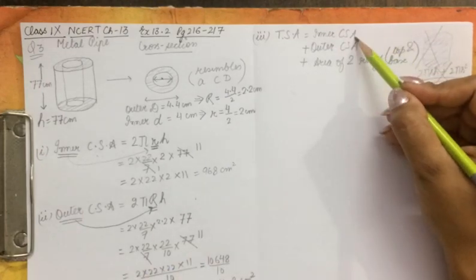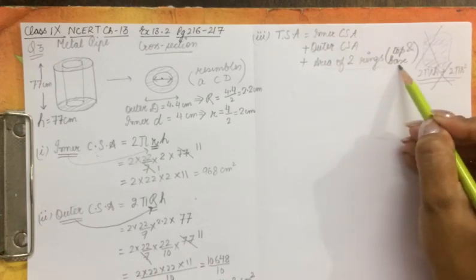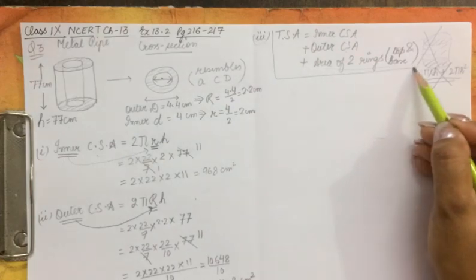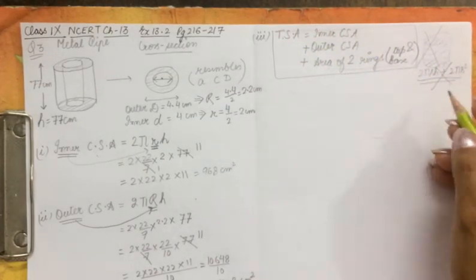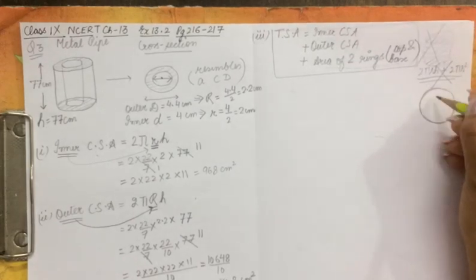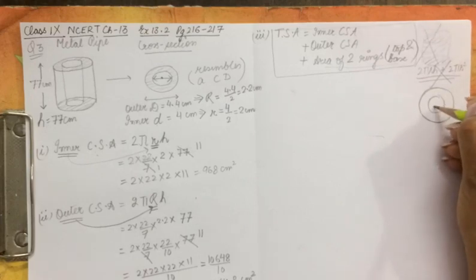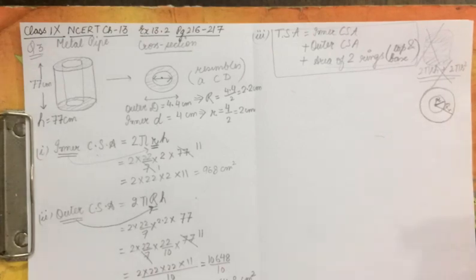We already have calculated inner curved surface area in the first part, outer curved surface area in the second part. We need to first of all find this. So before we come back to this, let us find out the area of the two rings. Now, area of rings. A ring is actually formed by having two concentric circles. So let us say we have two concentric circles. The smaller circle has radius represented by small r. The outer circle has radius represented by capital R.